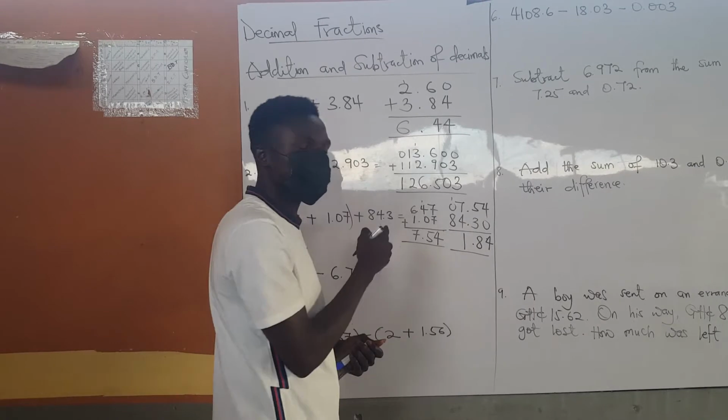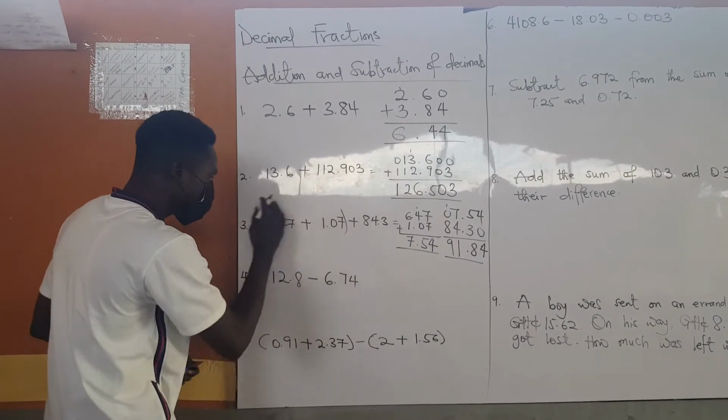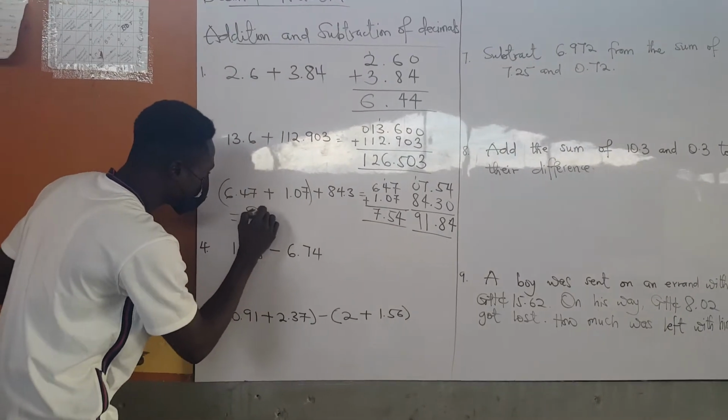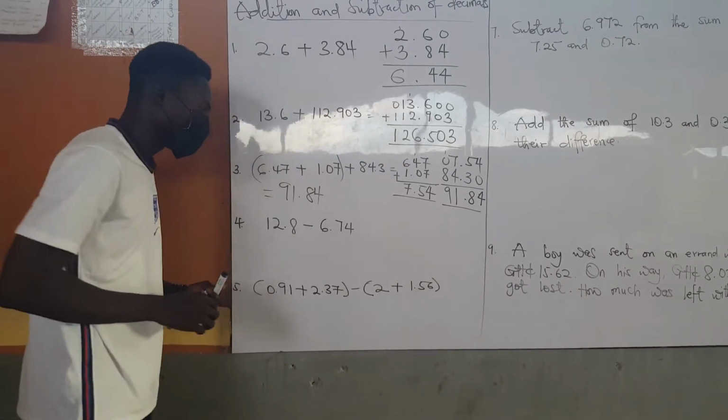0 plus 8 is 8, plus our remainder will give us 9. So the solution for this is 91.84 as our final answer.